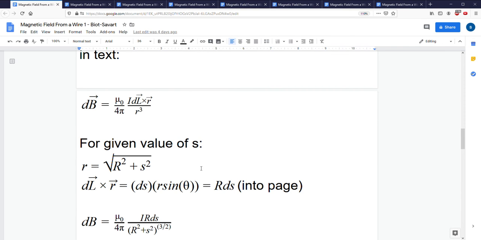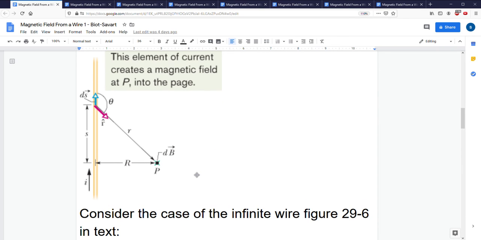dl cross r also has directions, so let's try this. dl, put our thumb in the direction of dl, fingers out in the direction of r. In this example, you would probably need to widen your fingers more than they can, but the result is that the magnetic field goes into the page at this point.